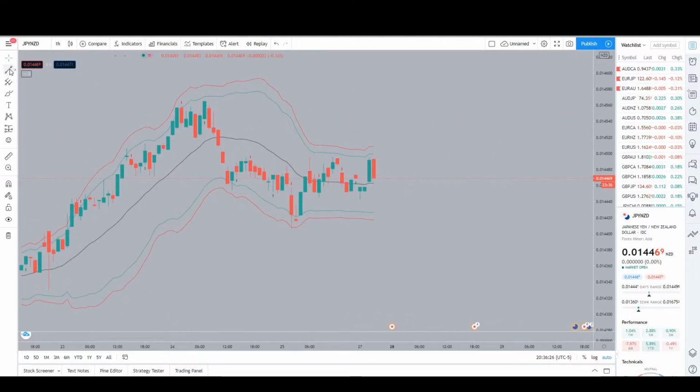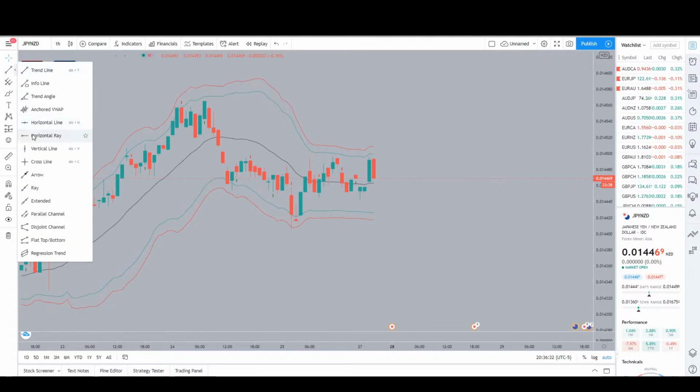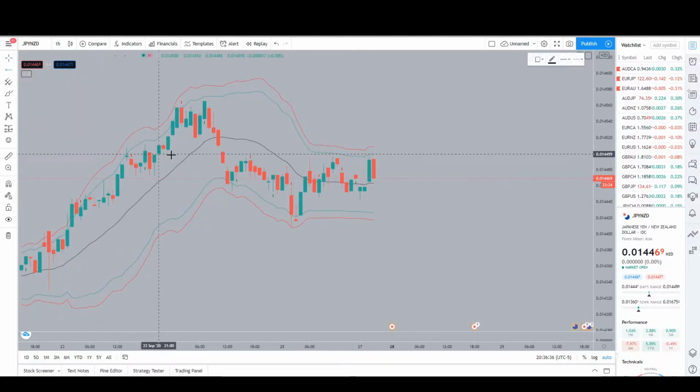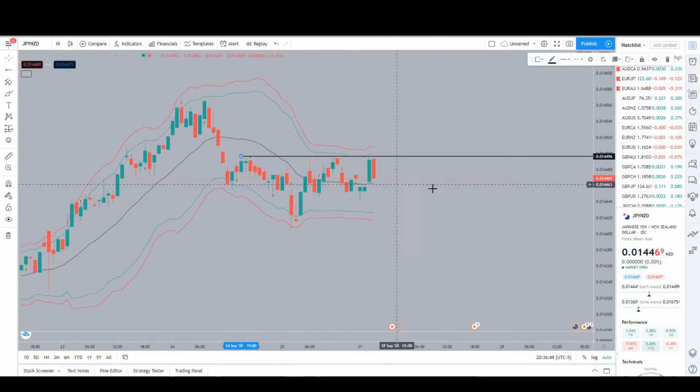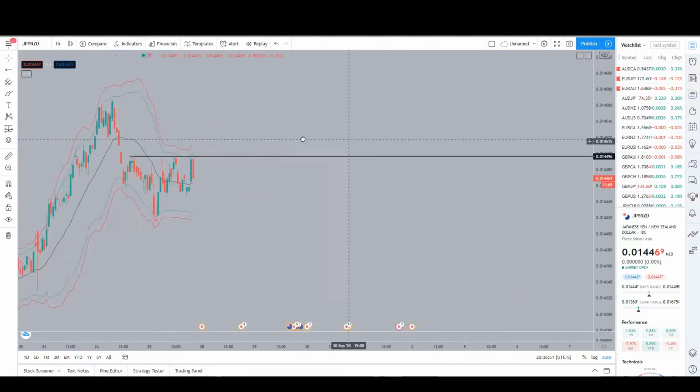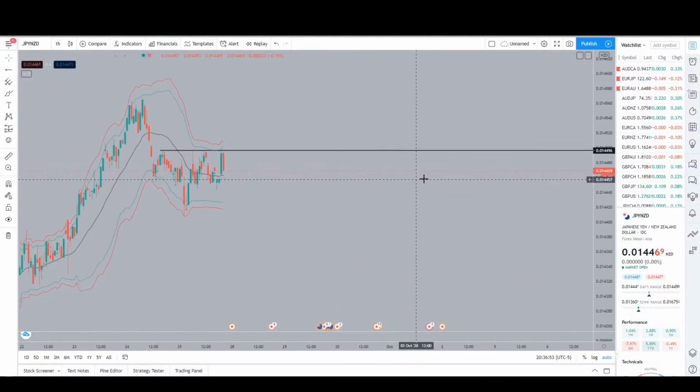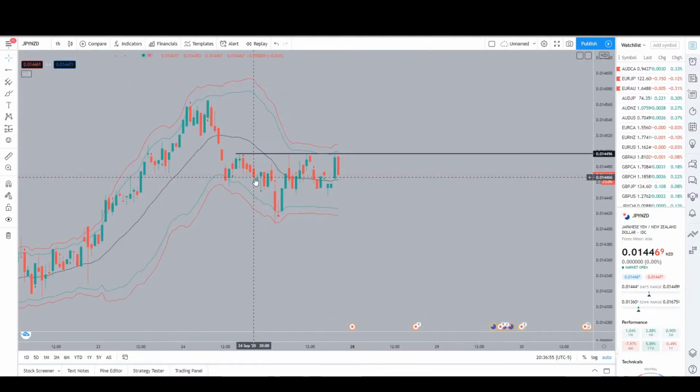So if we zoom in here, what I want you guys to see is at the left side, I'm going to click this little arrow and I will click horizontal ray, okay? Horizontal ray allows you to, if you notice any trend lines like I see right here, there's a little bit of a resistance line. I'm going to go to the first candle that it has formed and just click. What this will do is form a line going forward for you, and you can kind of set it and forget it.